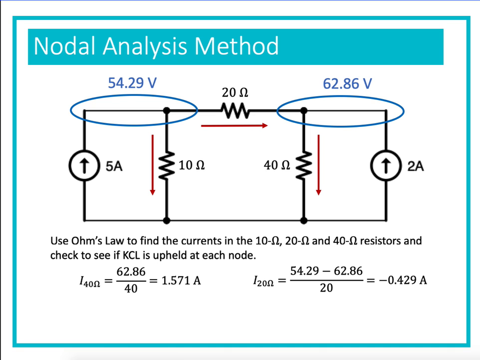So what this means is that the 2 amps should be equal to the 40 ohm current minus the 20 ohm current. And if we take the 40 ohm current and subtract the 20 ohm current, we get 1.571 minus negative 0.429, and we do get 2 amps. So again, that works. It's incredibly important to take your answers and validate them.